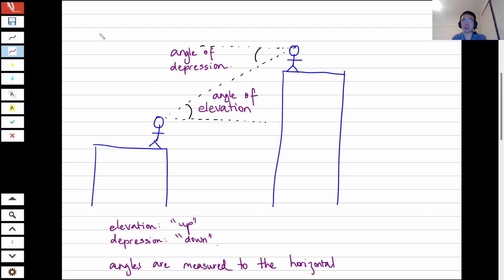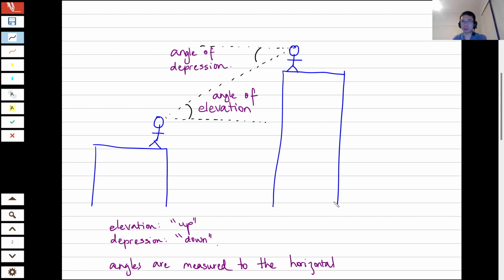A very common misconception that students have when learning this for the first time is they try to measure this angle, which I'm marking in orange here. This is an angle, but it's not the angle of depression. So just please make careful note of that. The angle of depression is measured to the horizontal, so you need to have a line from left to right when measuring this angle.